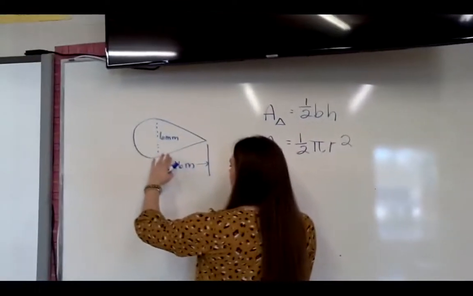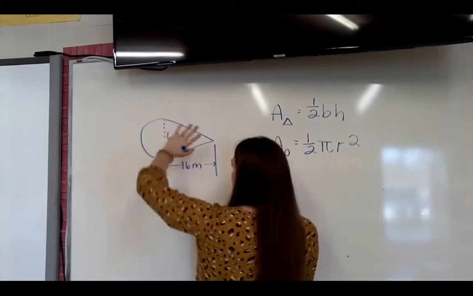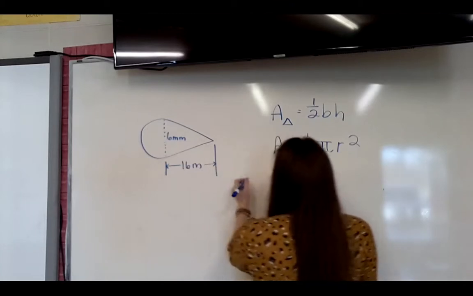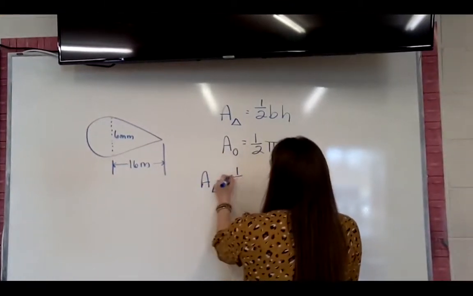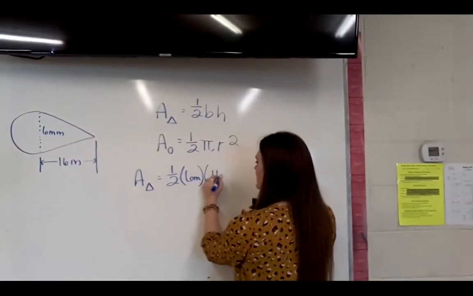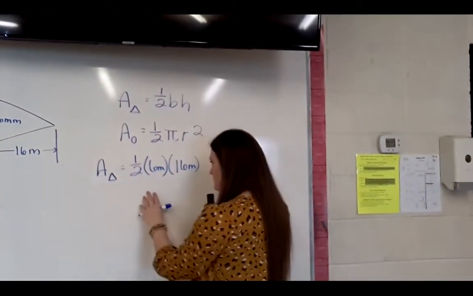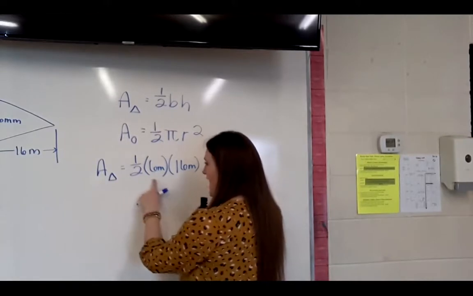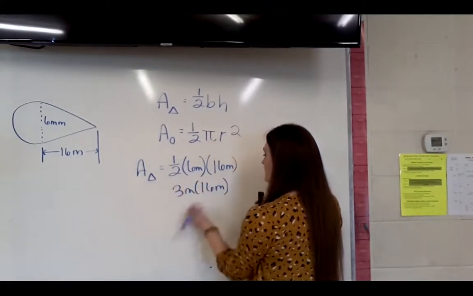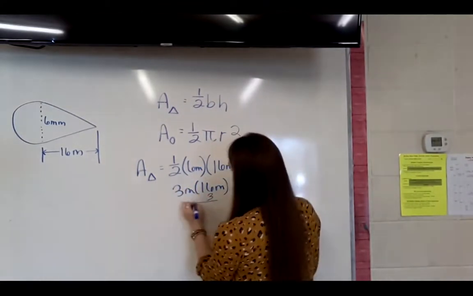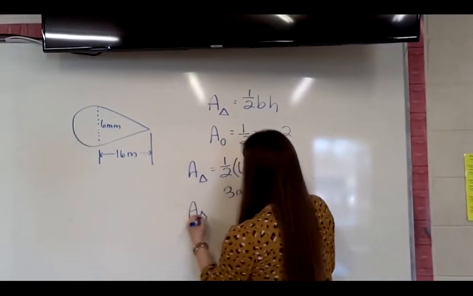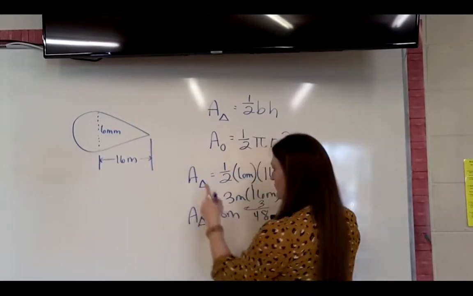So looking at my triangle, it's 1/2 base times height, but it's on its side. So this would be our base. This would be the height of the triangle. So for the triangle, I have 1/2 times the base, which is 6 millimeters, times the height, which is 16 millimeters. So you can multiply any order of these. Half of 6 would be 3. So I have 3 times 16. 3 times 6 is 18, 3 times 1 is 3, so the area of the triangle is 48, but we're not done. We're finding the total area.